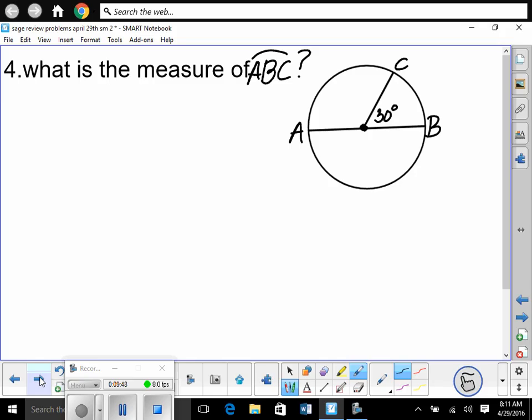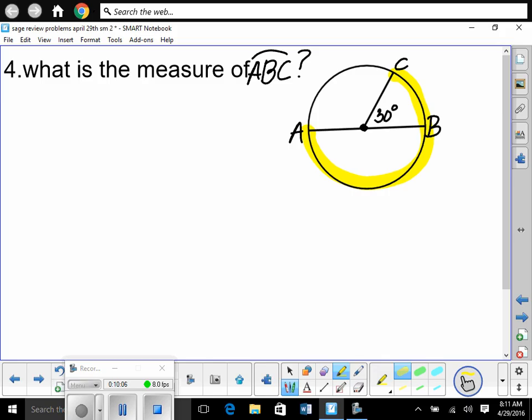Okay. It says, what is the measure of arc ABC? So I'm going to highlight that. You've got to go in that order, right? ABC? So start at A, go to B, go to C. It says, what's the measure of that arc?